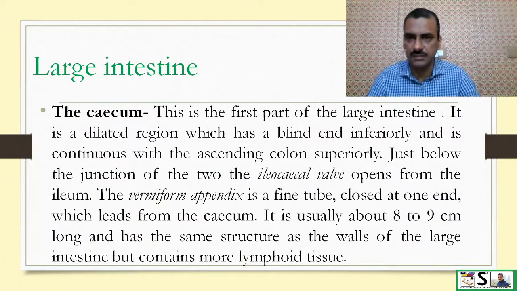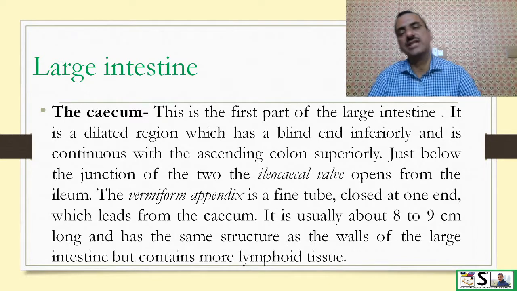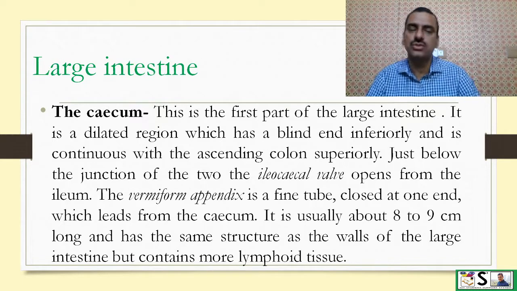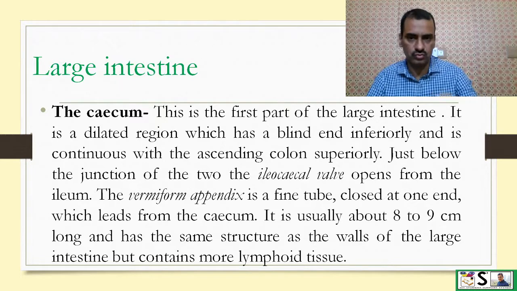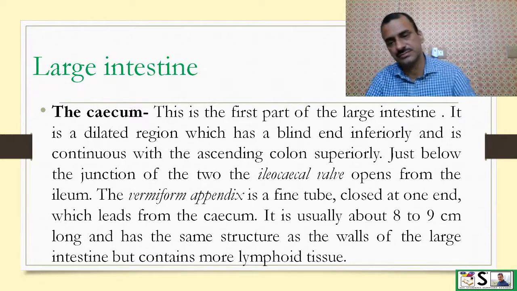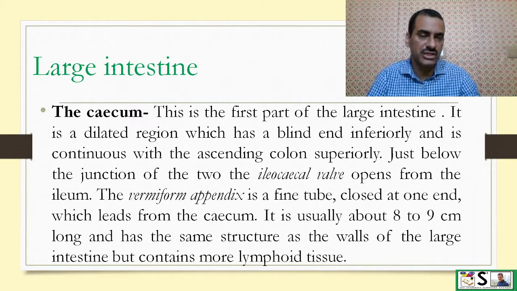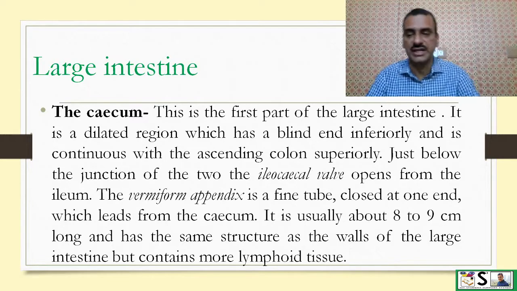First part is cecum. This is the first part of large intestine. It is a dilated region which has a blind end inferiorly and is continuous with ascending colon superiorly. Just below the junction of these two, cecum and ascending colon, there is an ileocecal valve open from the ileum, and there is a vermiform appendix, or a fine tube which has one closed end, which leads from the cecum.